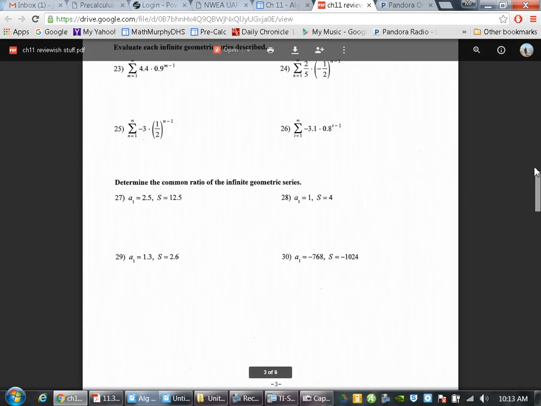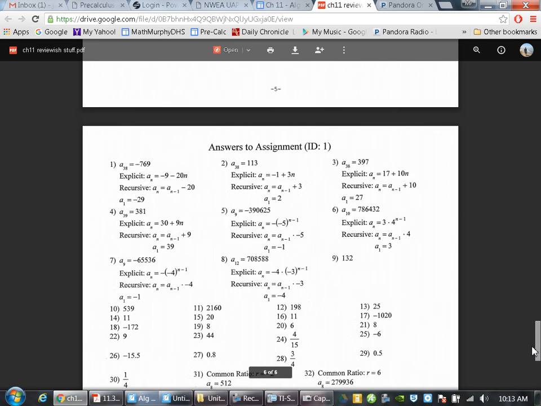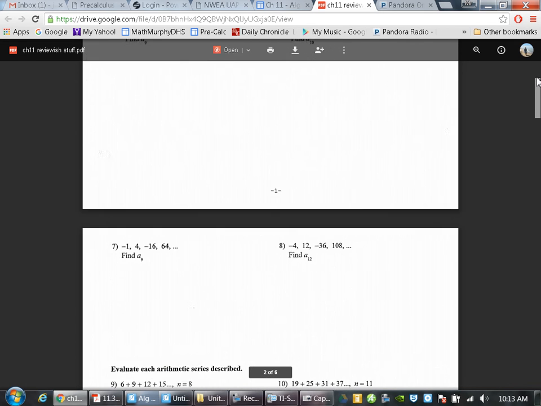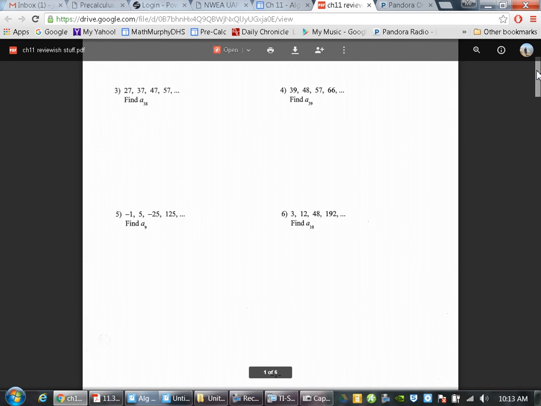By all means, I didn't think that I needed to print out a 6-page review sheet for everybody when they can just go online and look at it and work from there.